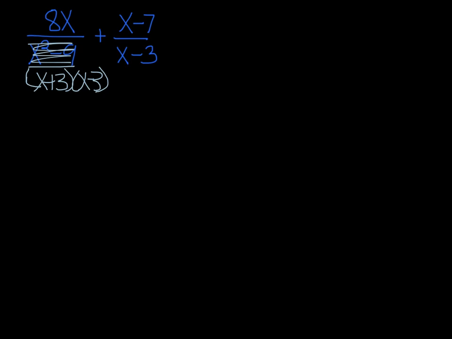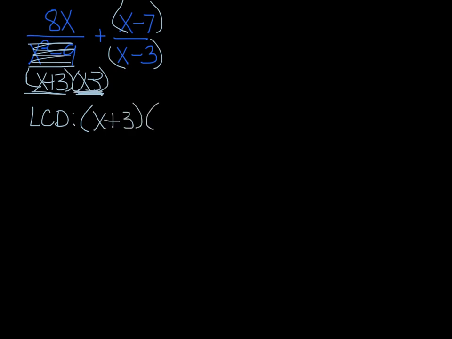Alright, so now that we've factored that, we have 8x over x plus 3, x minus 3, and we have x minus 7 over x minus 3. And I'm going to go ahead and group these guys. So now we're looking for a lowest common denominator. In this denominator, I have this group, and I have this group. I have an x plus 3, so I'm going to need an x plus 3. And I have an x minus 3, so I'm going to need an x minus 3. And then in this denominator, I have x minus 3, and that's taken care of right there. So I don't need to add another one because this is common to both of them. So that's my lowest common denominator.